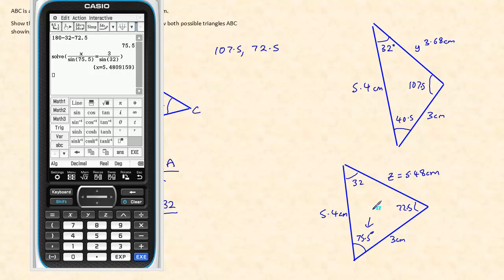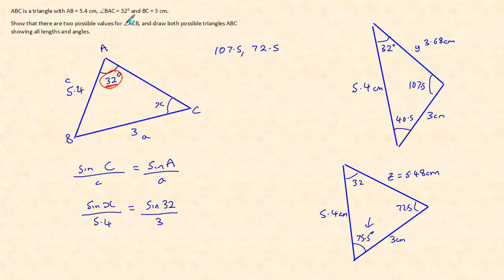So these are the two possible triangles from the information given. Because you can get more than one triangle from the same information, this is known as the ambiguous case.